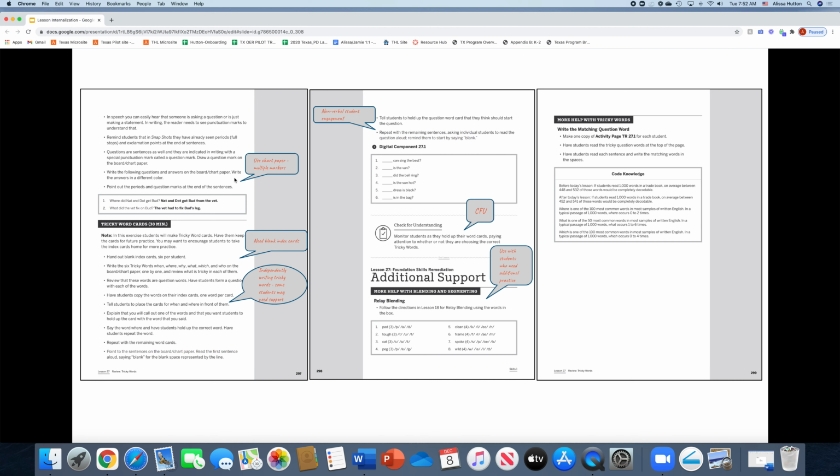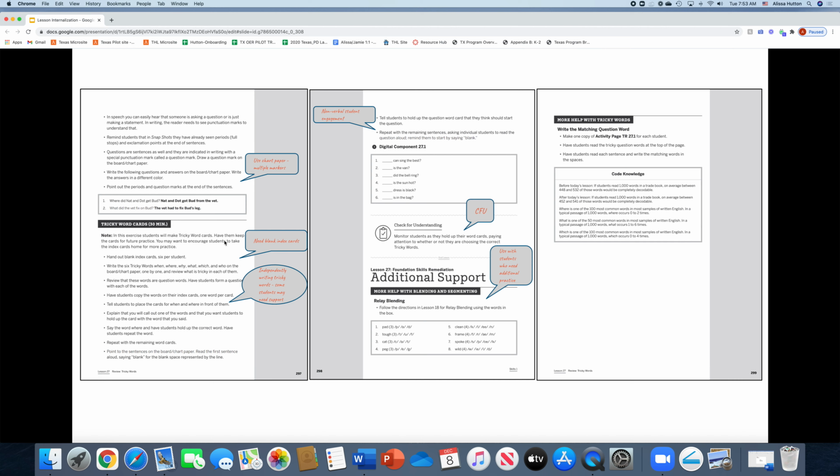So I wanted to make sure this is the portion where we're talking about question marks. And so when I'm writing the following questions and answers on the board or chart paper, I made sure that I wrote chart paper, and it's also telling me that the answers are in different colors. So I'm showing them this portion, where did Nat and Dot get Bud? I'm going to write that in one color, and then Nat and Dot got Bud from the vet. I'm going to write that in a separate color. So I just made note that I need multiple markers for that.